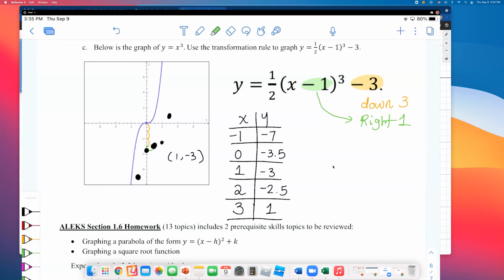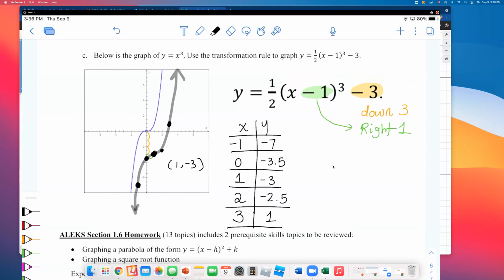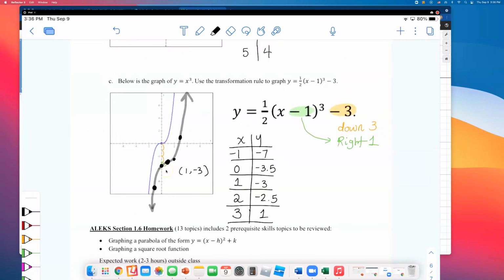And what I need to do now is connect these dots with a beautiful cubic curve. This will, oh, I don't like that so much. This will go down to the left, and this will go up to the right. But because I have about 5 points on my curve, I think this looks pretty good. I think I got the important parts of this graph right. But that is how I graph these functions.